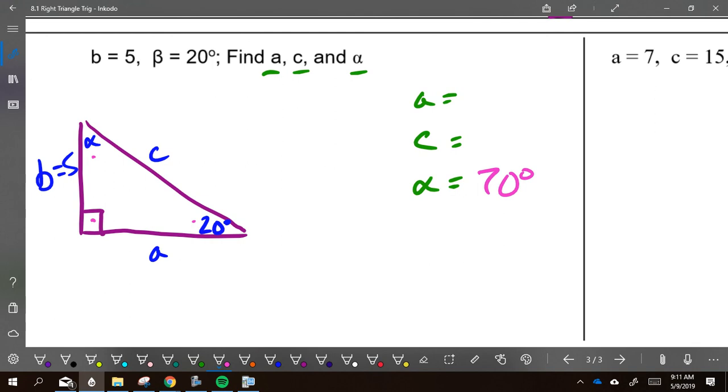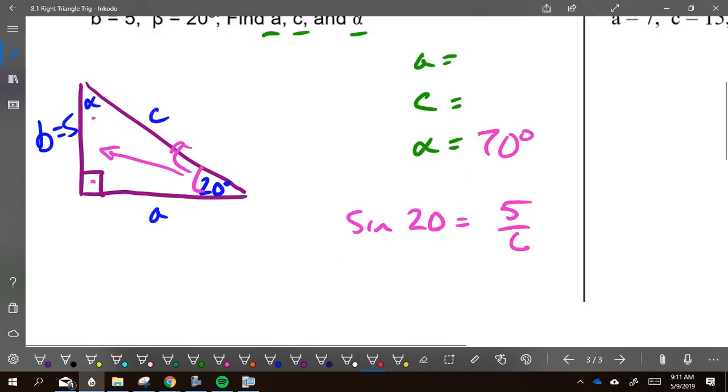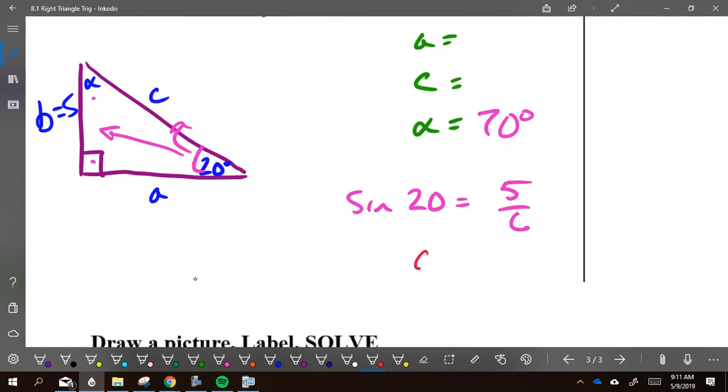Zach, what'd you do next? Sine of 20 equals 5 over C. So here's 20 degrees. He wants sine, so that's opposite over hypotenuse. So that is 5 over C. What would you do here to solve that thing? Switch the two, so C is equal to 5 over sine of 20. We do that.